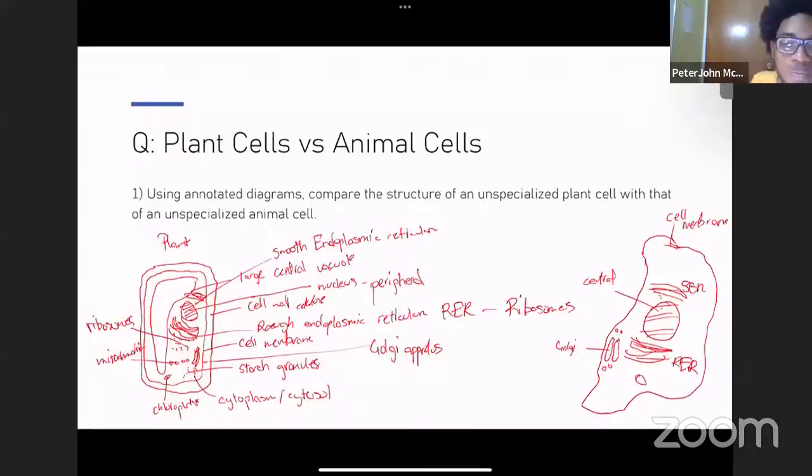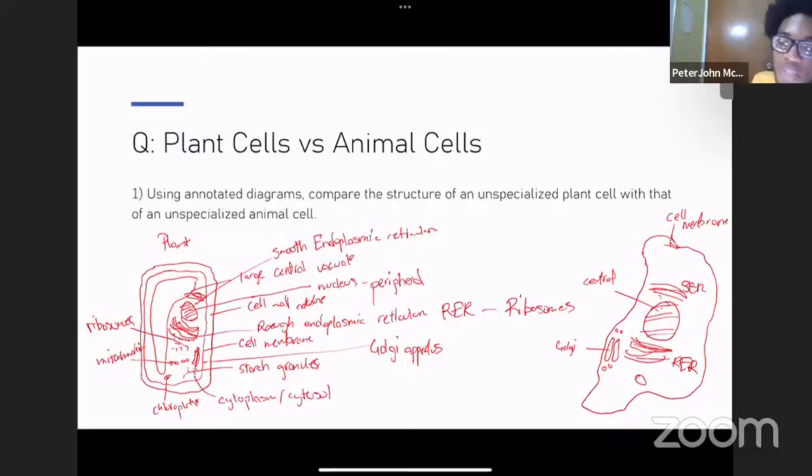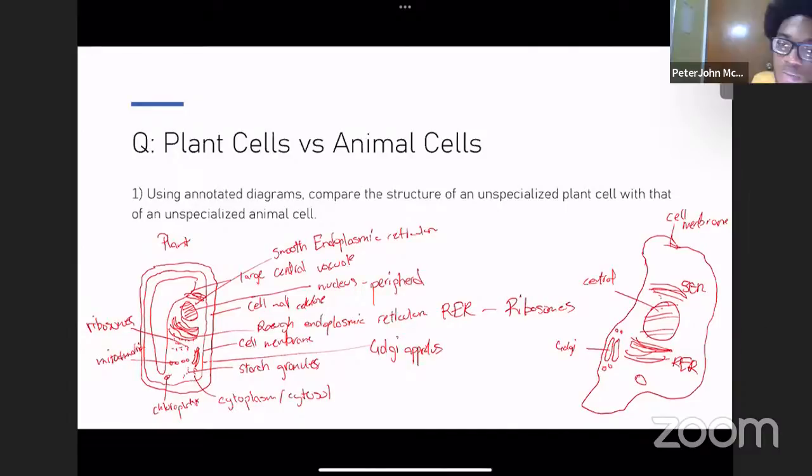What's in a vacuole? Anybody know? The waste material. Or probably it stores stuff for later use. Stores water. In an animal cell, what's in a vacuole? No, sorry. You have enzymes in there. Just enzymes. It's not anything big. I was just checking if you guys know.